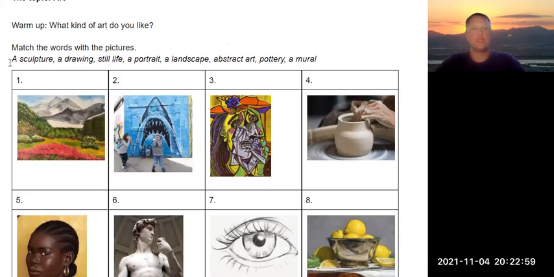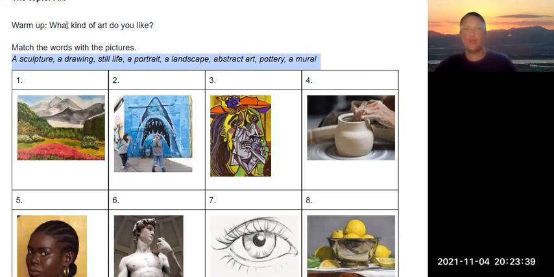All right, let's practice the vocabulary. So listen and repeat. A sculpture. A drawing. Still life. A portrait. A landscape. Abstract art. Pottery, or as the British would say, pottery. A mural.